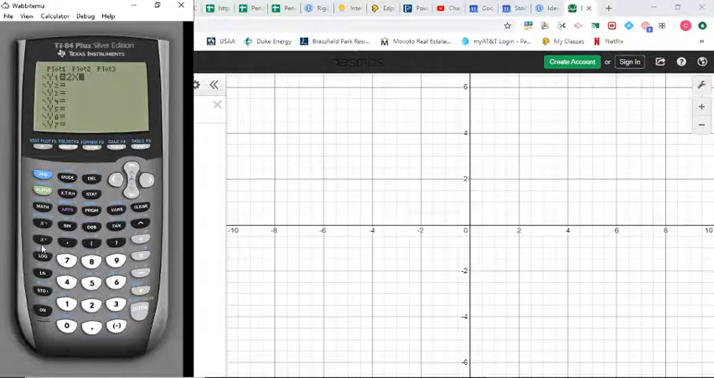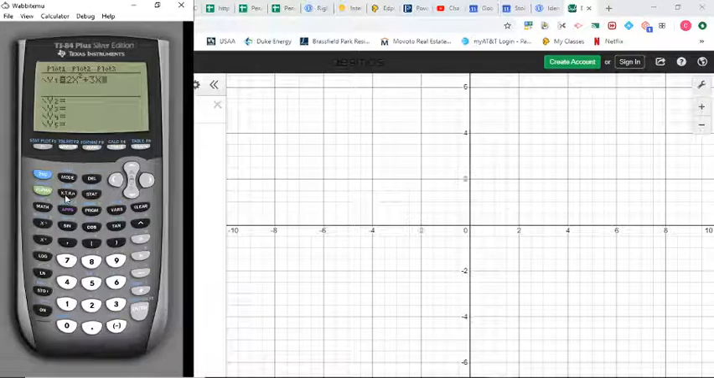Okay, the squared button's right here, this little x squared button. Then plus 3x, so 3, I'm going to hit the x button, and then plus 4. And I'm going to hit graph. So you can hit graph.